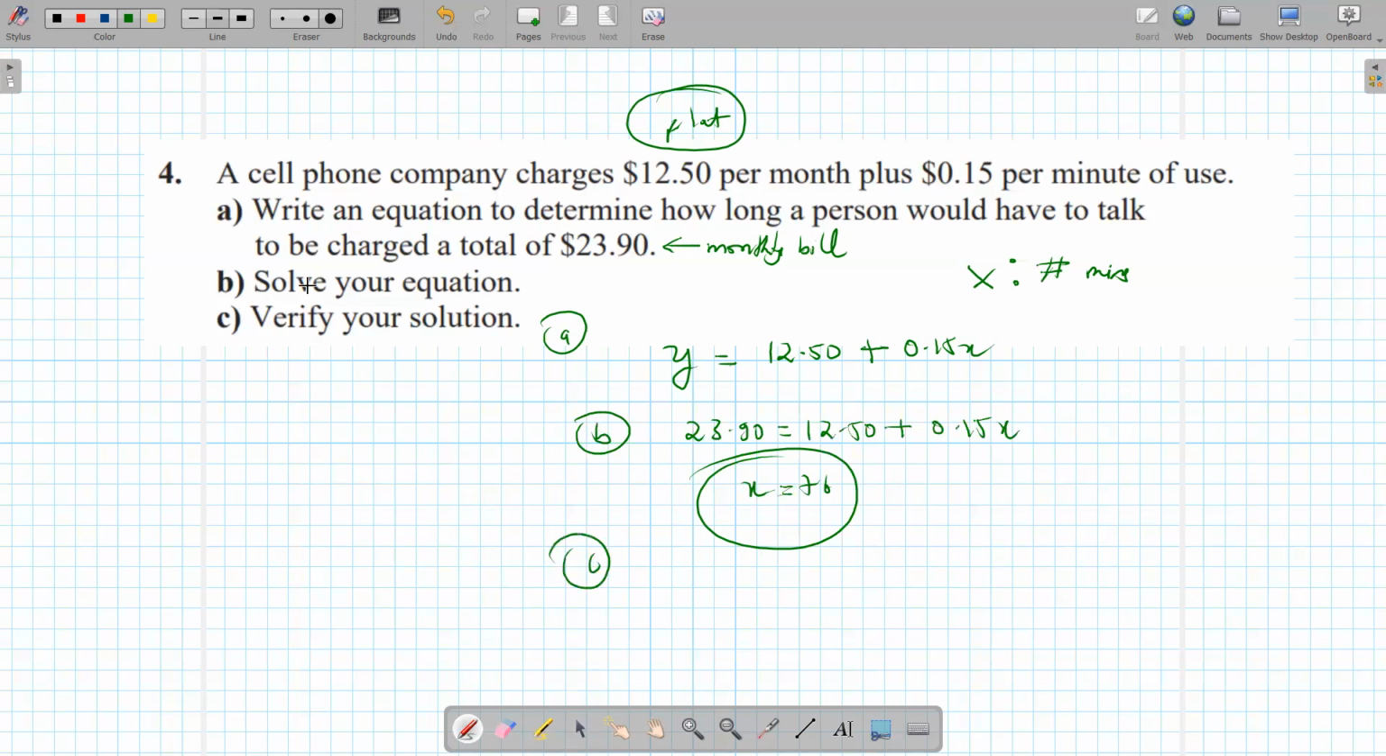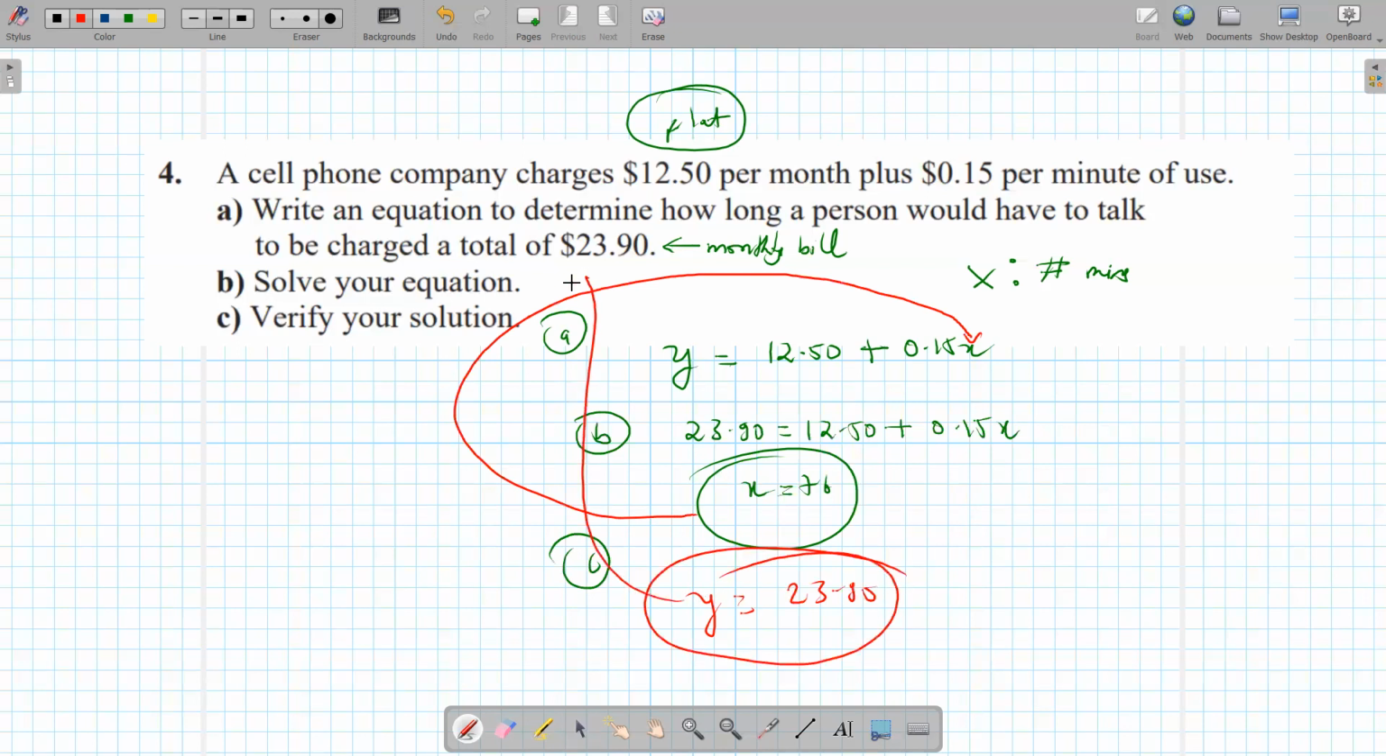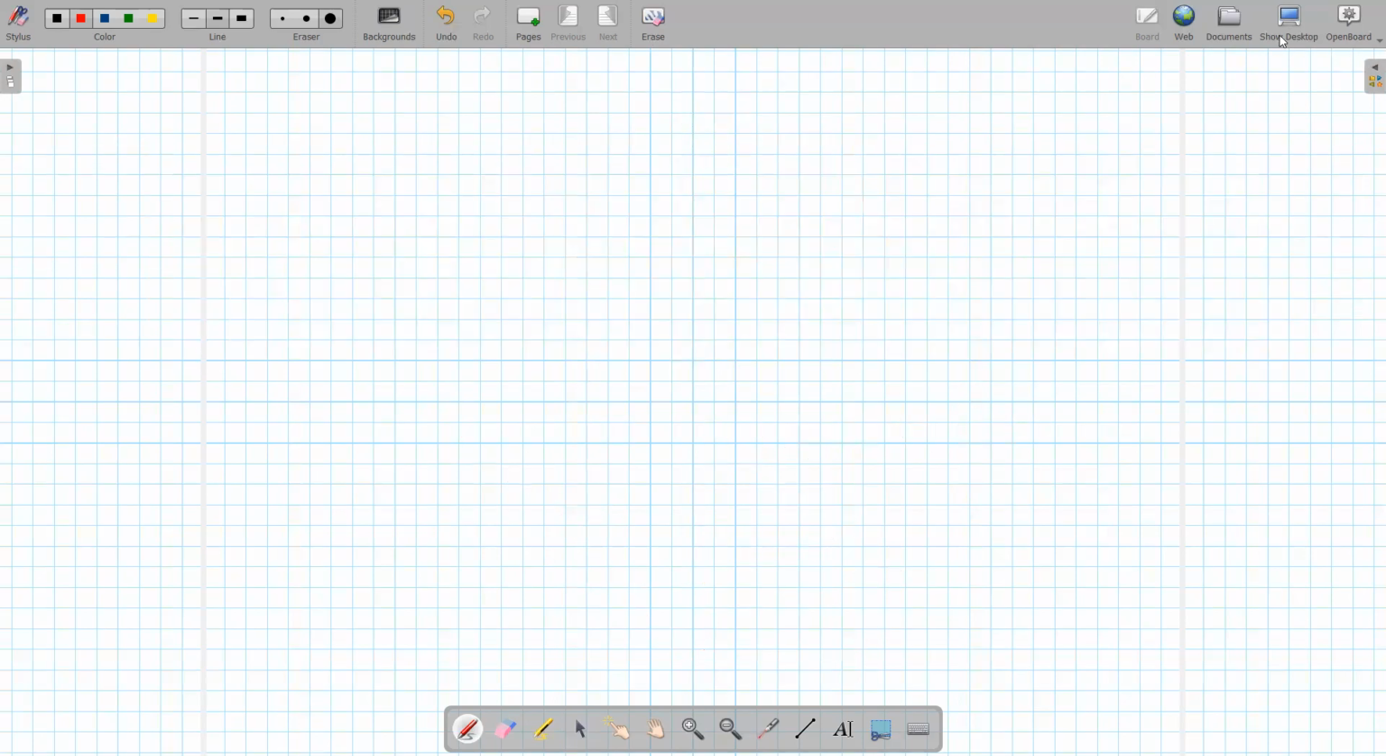Part C says verify your solution. Verify just means plug it back in and see if it works. So we're going to plug it back up here. So y is going to be 12.50 plus 0.15 times 76, and that gives me 23.9. So there you go. That's right, because that's the number that we started off with, okay? So this is a way to double check your answers as well.